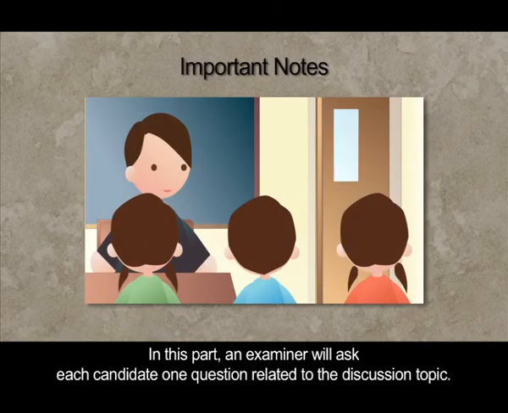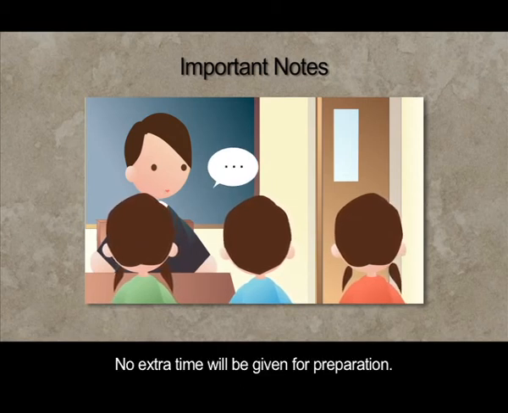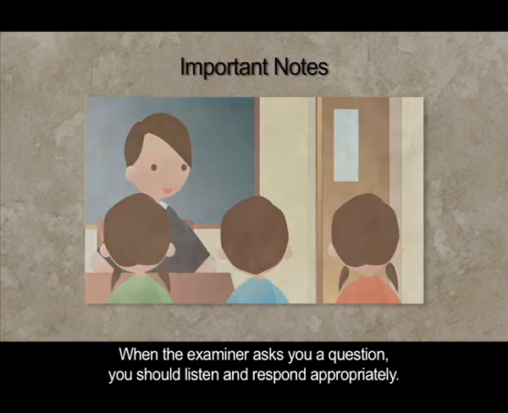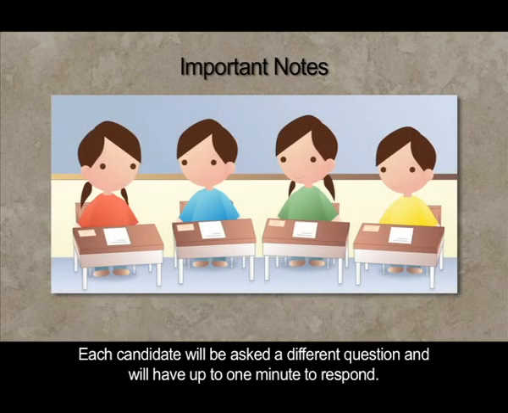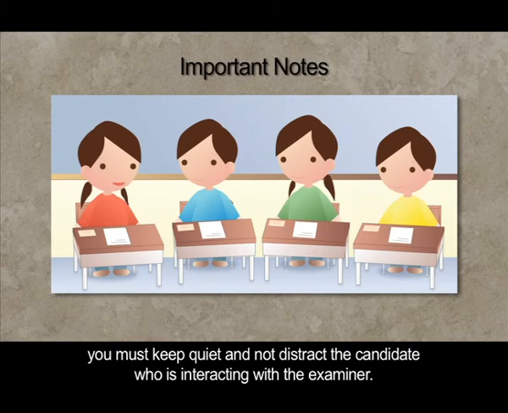Part B, Individual Response. In this part, an examiner will ask each candidate one question related to the discussion topic. No extra time will be given for preparation. When the examiner asks you a question, you should listen and respond appropriately. Each candidate will be asked a different question and will have up to 1 minute to respond. While a candidate is responding, you must keep quiet and not distract the candidate who is interacting with the examiner.